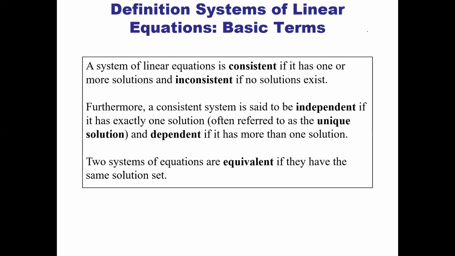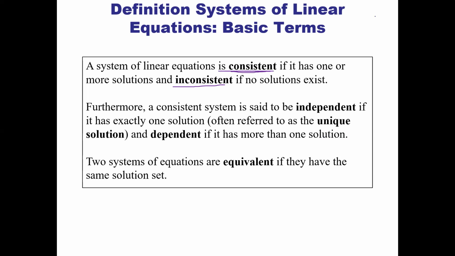Now, this is kind of terminology of what we see. A system of linear equations is called consistent if it has one or more solutions, and inconsistent if it has no solutions. Okay, so those are one way to talk about solutions as consistent versus inconsistent. Furthermore, if we go into even more detail, a consistent system is said to be independent if it has exactly one solution, often referred to as the unique solution, and it's dependent if it has more than one solution.